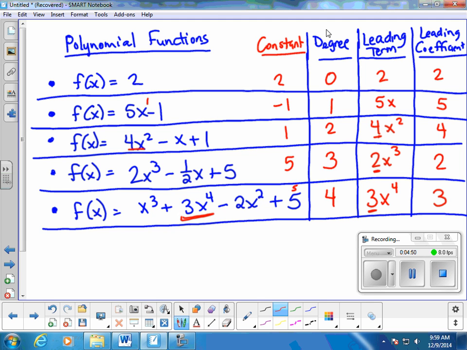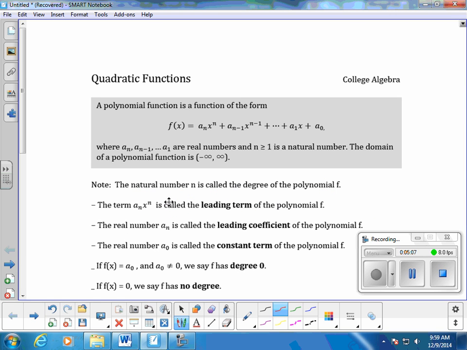So we talked about the degree, the leading term in the polynomial, the leading coefficient, which is from your leading term, and then the constant's going to be the number without a variable. Okay, so that's kind of the description of what we talked about here, just some of our properties of quadratic functions.